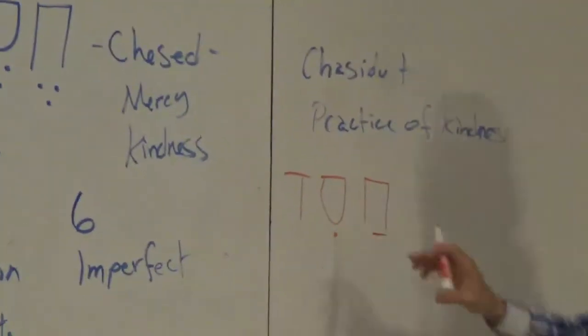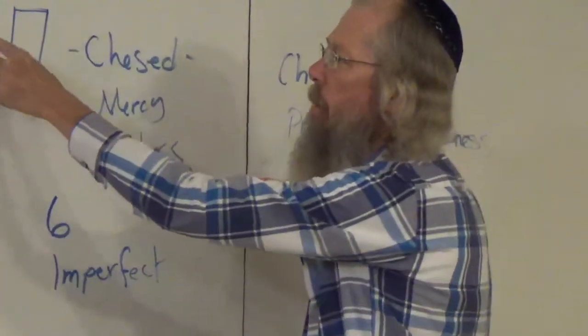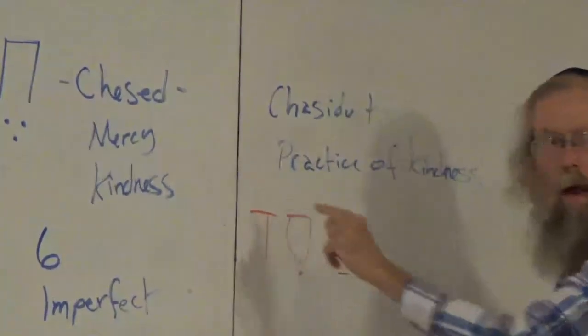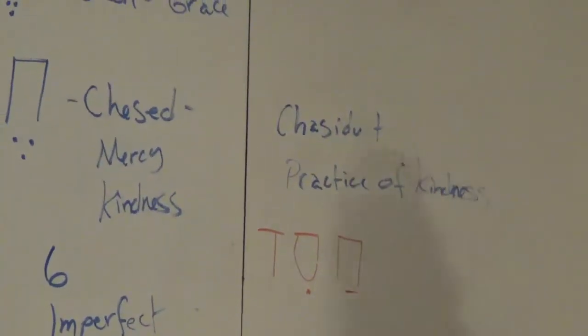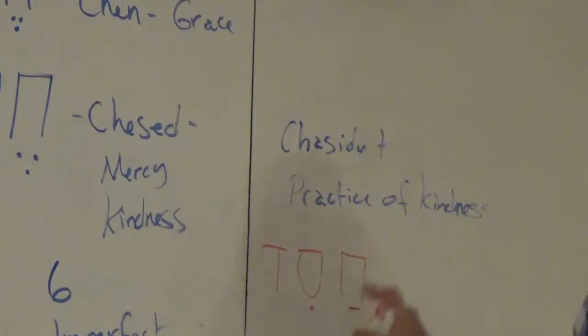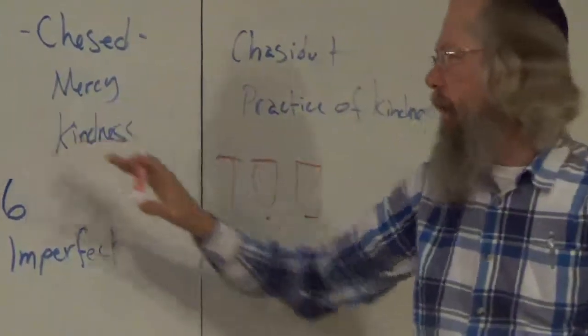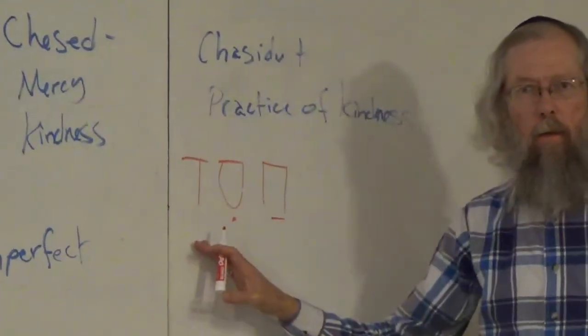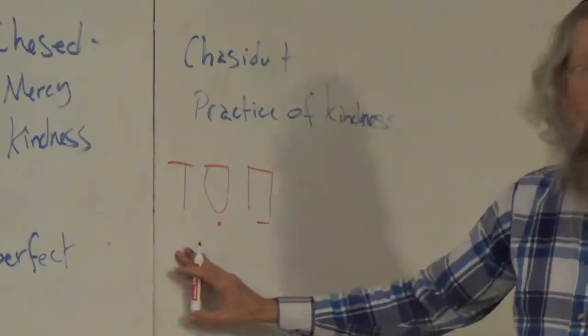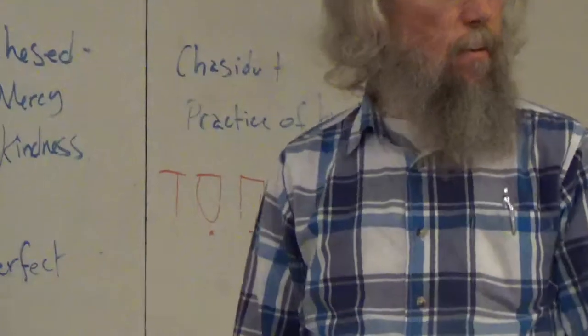So you have, notice that you have the Chet, the sameh, and the dalet. The Chet, the sameh, and the dalet is the same. Let's just close that. So all that changes is the vowels. So you go from chesed to chassid. So, who is a chassid? You've heard of chassidic Jews.